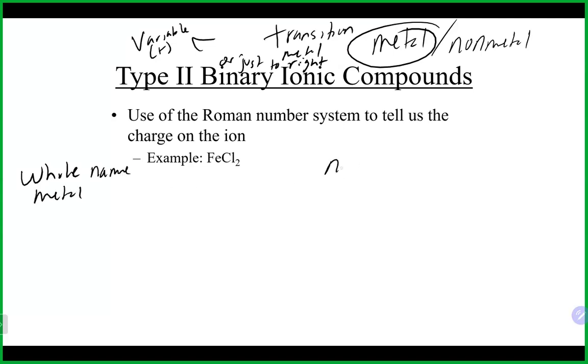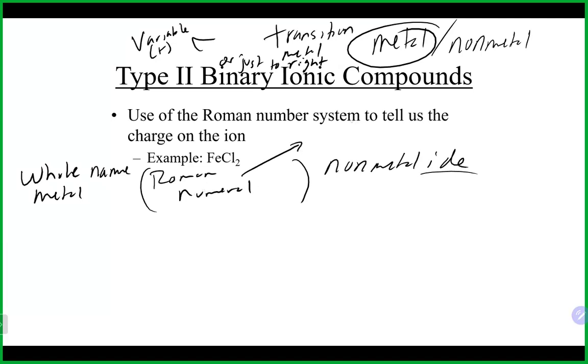We will also still do the non-metal that gets the IDE treatment. The additional thing that we do in the middle is we put a Roman numeral. And the Roman numeral is the actual positive charge on the metal. It is, if you took one of the positively charged ions out, what the actual plus charge is, an actual number is what the Roman numeral is.